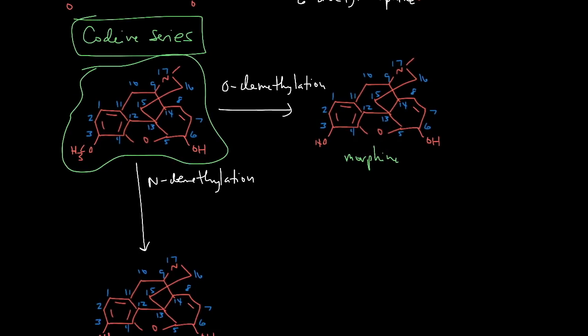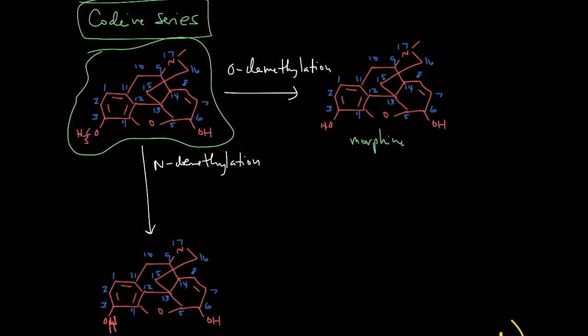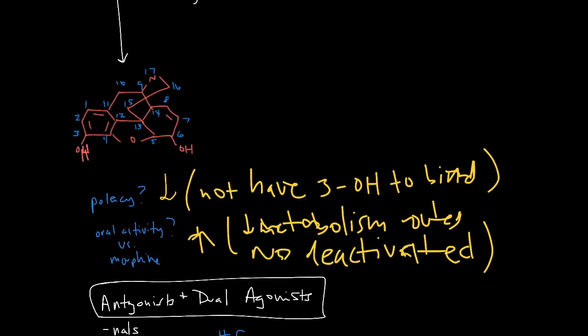Let's see. It only has 2 metabolism routes, and none of them produce deactivated products. Therefore, these are more orally active. You can undergo O-demethylation or N-demethylation. These are actually less potent because remember, the receptor prefers the 3 position hydroxyl for binding.